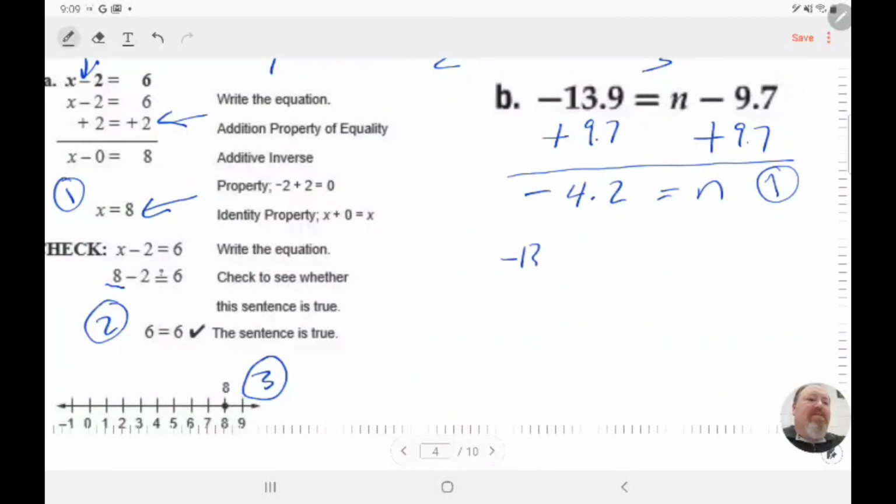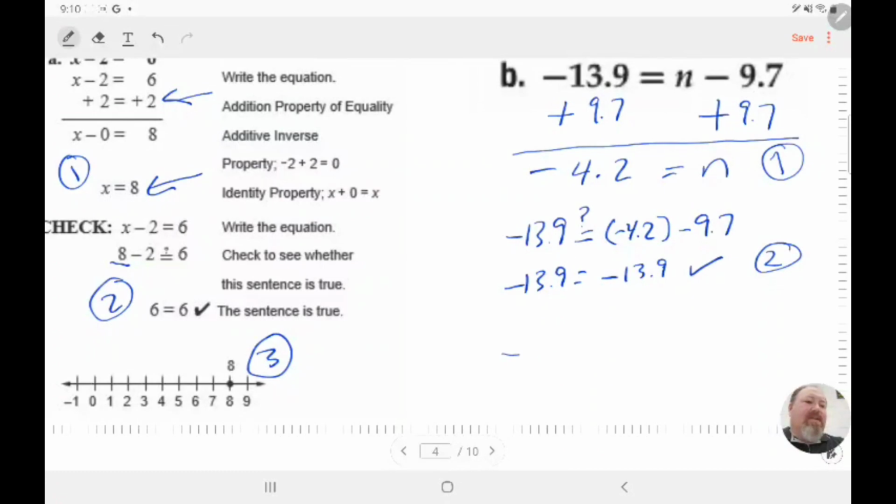So I'd have negative 13.9 should equal negative 4.2 minus 9.7. Now, when you have two negatives, so negative 4.2 minus 9.7, same sign, add them, keep the sign. So that would be negative 13.9. It checks.